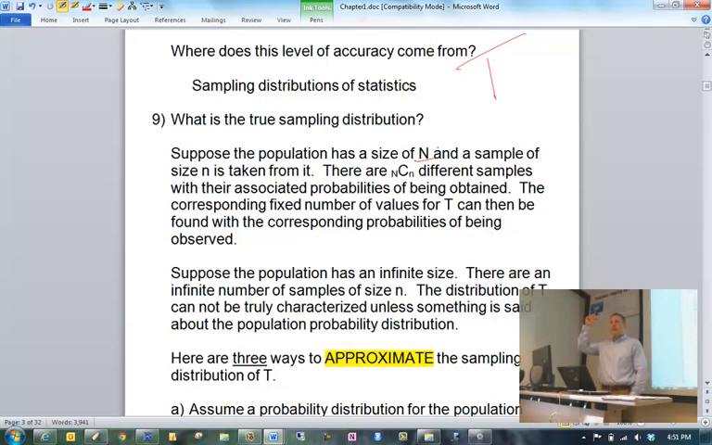You can calculate T for every single one of those. Look at the number of times that you get, let's say, T equal to 3.0, T of 3.1, T of 3.2. Take those frequencies divided by the total number of possible samples, and there you go. There's the probability of getting that value of T. That's the actual sampling distribution.